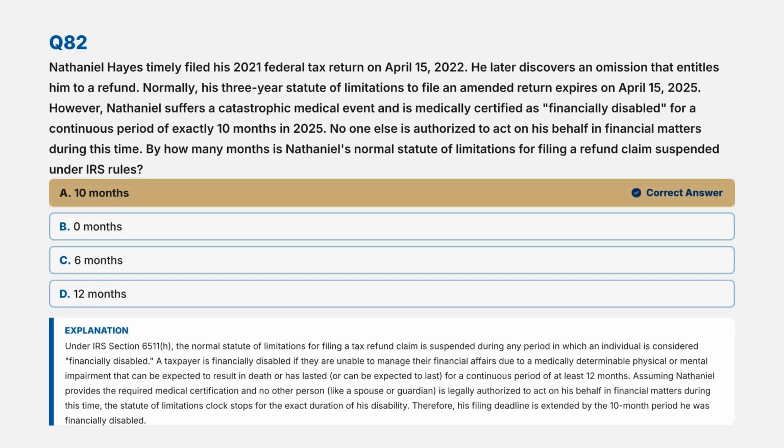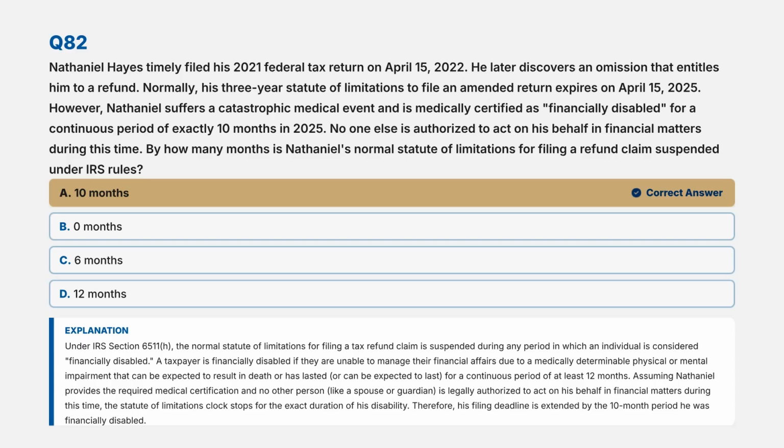The correct answer is A. 10 months. Under IRS Section 6511(h), the normal statute of limitations for filing a tax refund claim is suspended during any period in which an individual is considered financially disabled. A taxpayer is financially disabled if they are unable to manage their financial affairs due to a medically determinable physical or mental impairment that can be expected to result in death or has lasted or can be expected to last for a continuous period of at least 12 months.